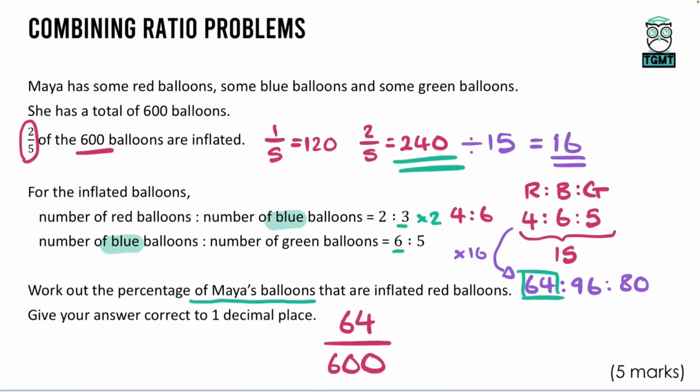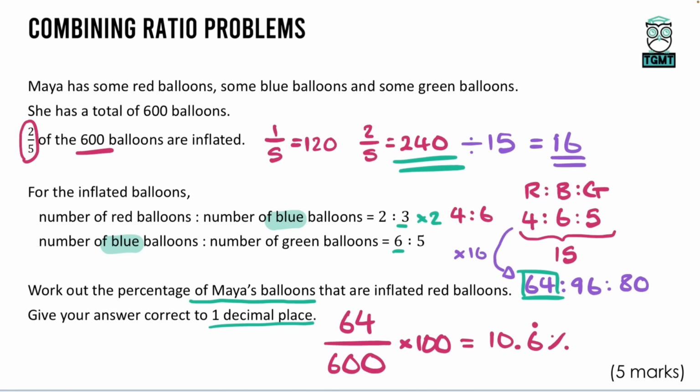If we type that in on the calculator, 64 over 600, we get a decimal, 0.106 recurring. To turn that to a percentage, we just times by 100. So times by 100, and our percentage is 10.6 recurring percent. Now it wants this to one decimal place.